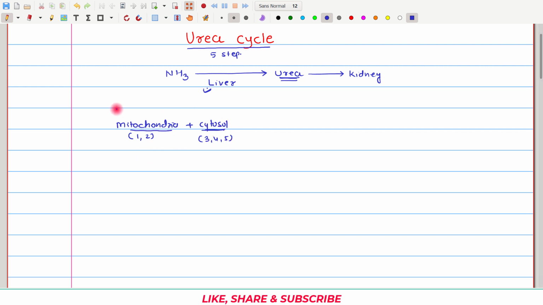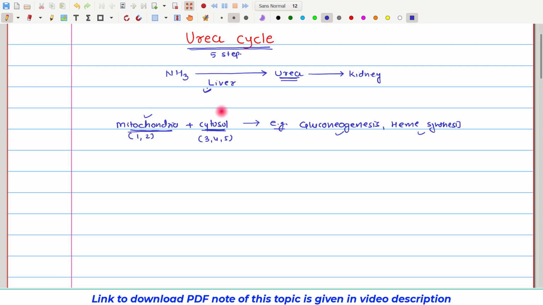Now, the urea cycle is not unique in a way that it occurs partly in the mitochondria and partly in the cytosol. There are other pathways also which occur partly in the cytosol and partly in the mitochondria. For example, we have gluconeogenesis and heme synthesis. Both these pathways, along with the urea cycle, occur partly in the mitochondria and partly in the cytosol.